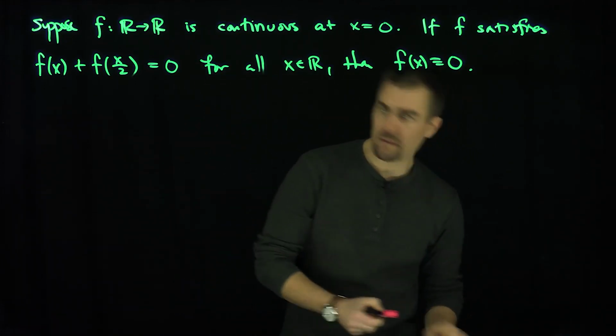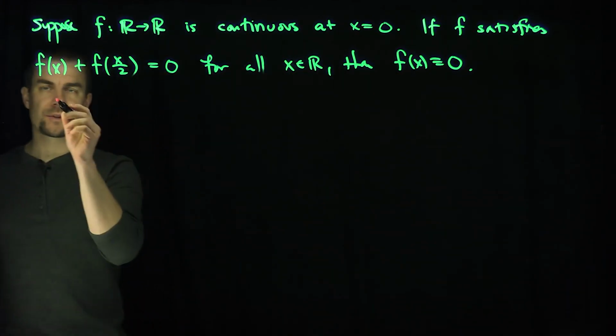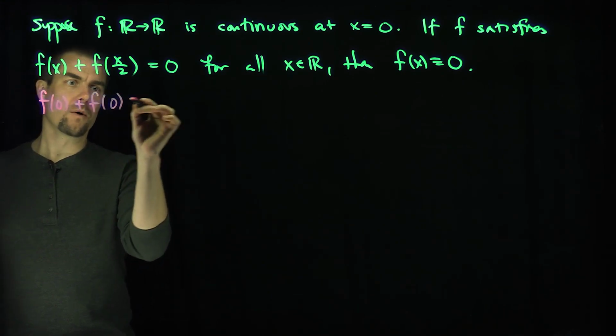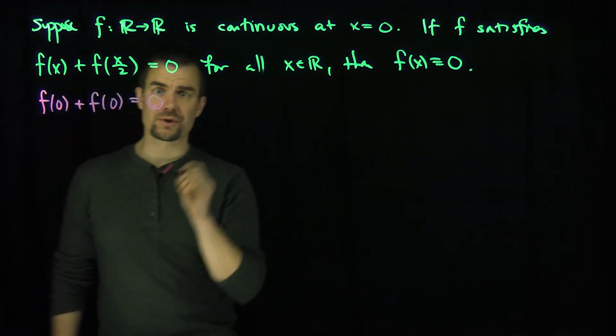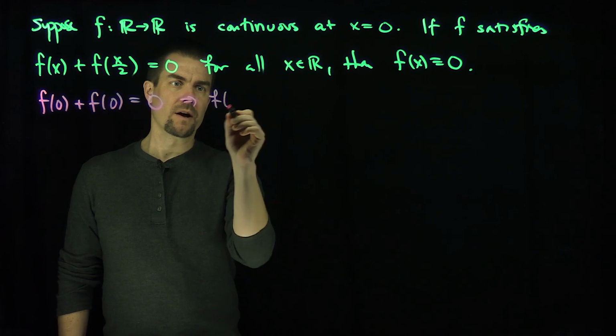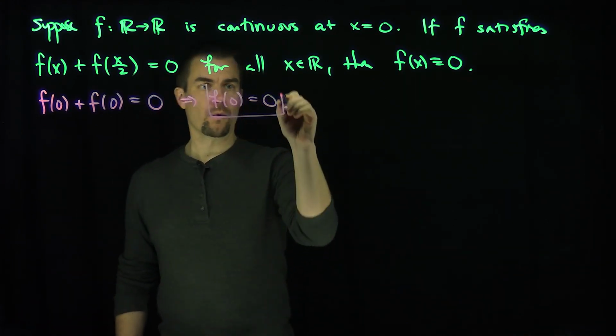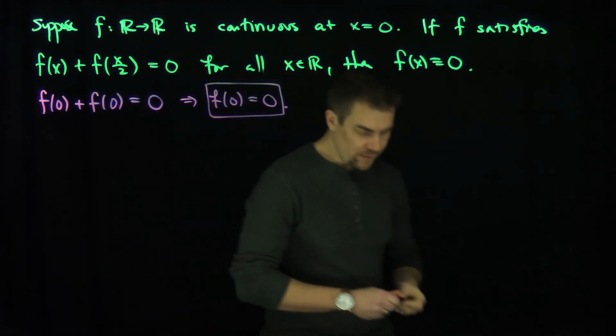So the first thing to observe is that I can plug in 0 to this equation, and that would say that f of 0 plus f of 0 is equal to 0. So 2f of 0 is equal to 0, which forces f of 0 to be equal to 0. That's the important fact over here, that the value at the origin is equal to 0. Now what can I do?